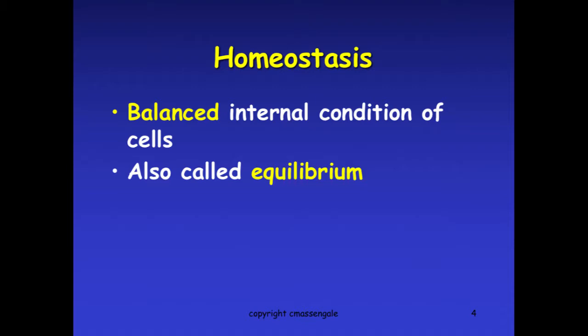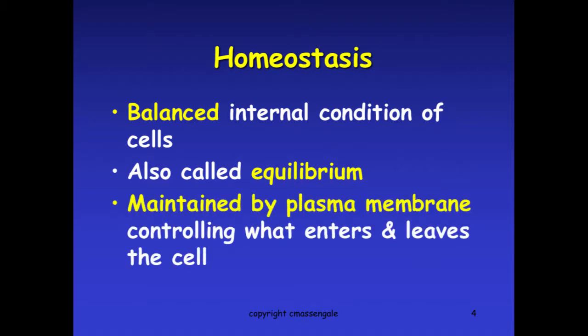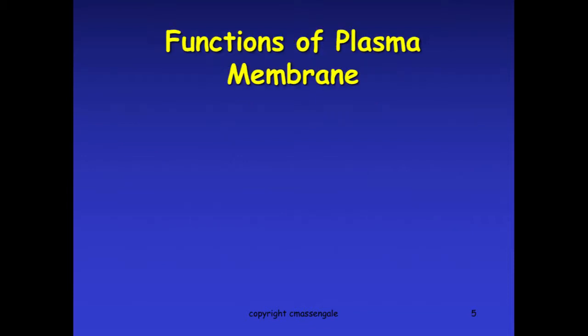So if you have to think of one word when you think of homeostasis, I want you to think of balance. Okay? It's where your internal conditions are going to be balanced to the way they want from the external conditions. So homeostasis is maintained by the plasma membrane because it is what controls what enters and leaves the cell. It is what we call the gateway, after all.